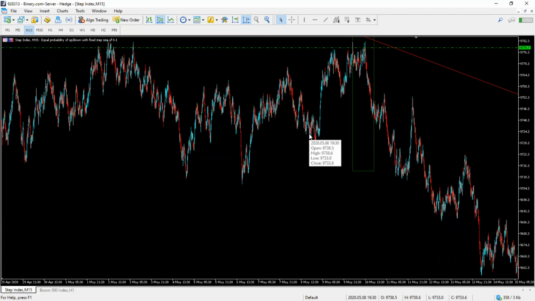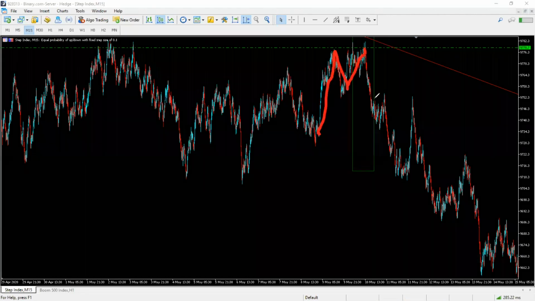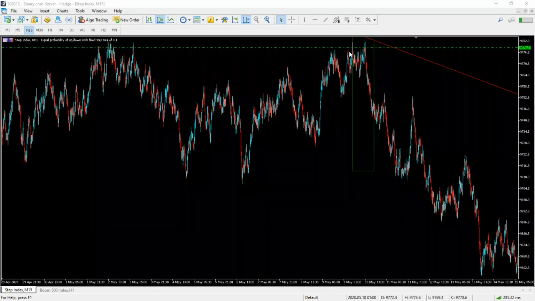So already we can see there is an M formation in this area. This is the M formation we are trying to see. Already you saw it. It's a clear M. So that becomes your confirmation.